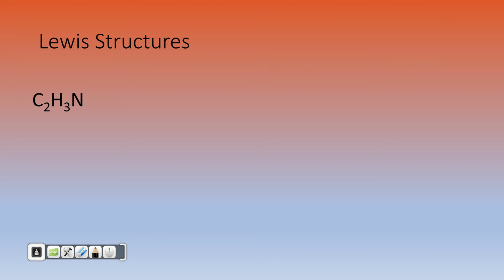C2H3N. Let's look at this one. I know it now. Okay, so this one's a good one to take a look at, where it's not as obvious to see. So you got 2 carbons, we got 3 hydrogens, and then we got 1 nitrogen. Okay, and maybe you do see it right away. Good for you.